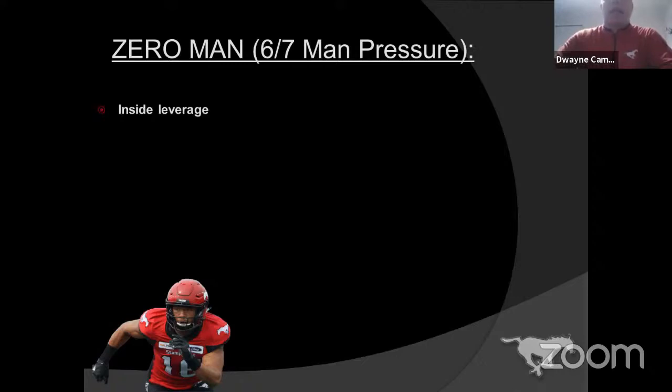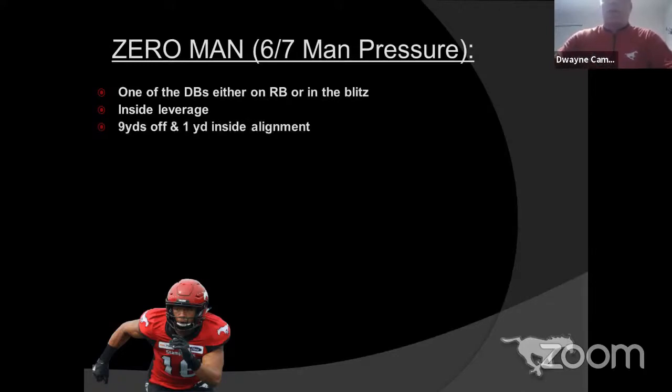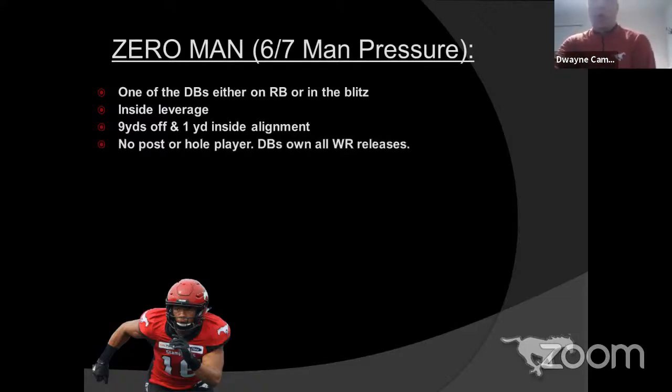Zero man, inside leverage, definitively inside leverage, because we have no post and no hole help. One of the defensive backs is either on the running back or he's in the blitz. If it's six man, he's on the running back. If he's in the blitz, it's seven man. Regardless, there is no post player in the middle of the field. In terms of our alignment, 9 yards off, 1 yard inside. We've got to protect the inside here. No post or hole player.